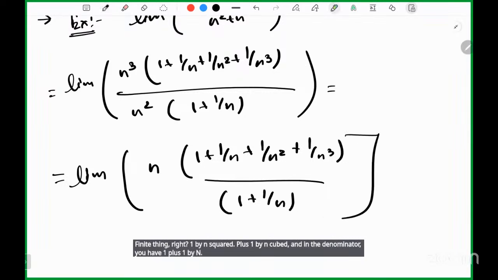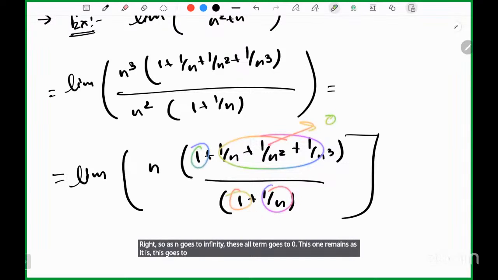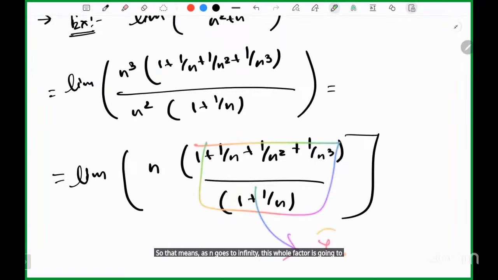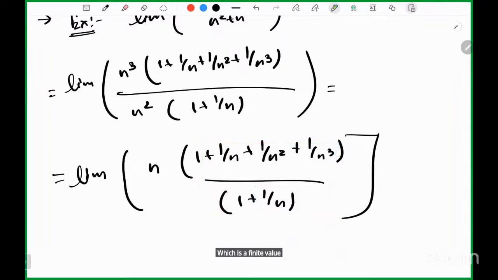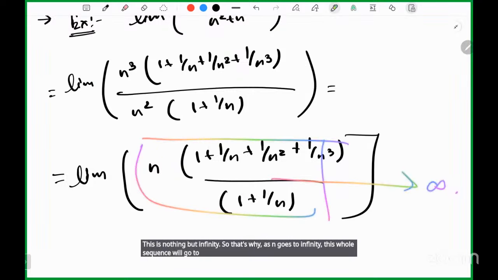So as n goes to infinity, all these terms go to 0. This one remains as it is. This goes to 0. This one remains as it is. That means as n goes to infinity, this whole factor goes to 1, which is a finite value. And as n goes to infinity, this n will also go to infinity. So what we are getting is infinity times 1, which is nothing but infinity. So as n goes to infinity, this whole sequence will go to infinity only.